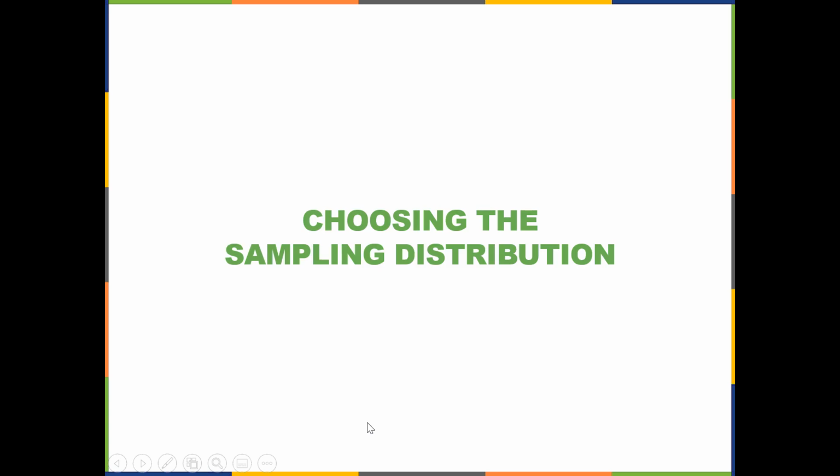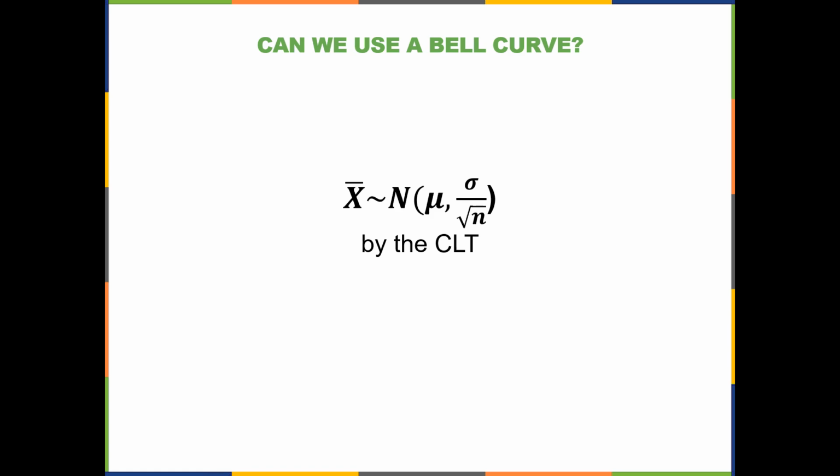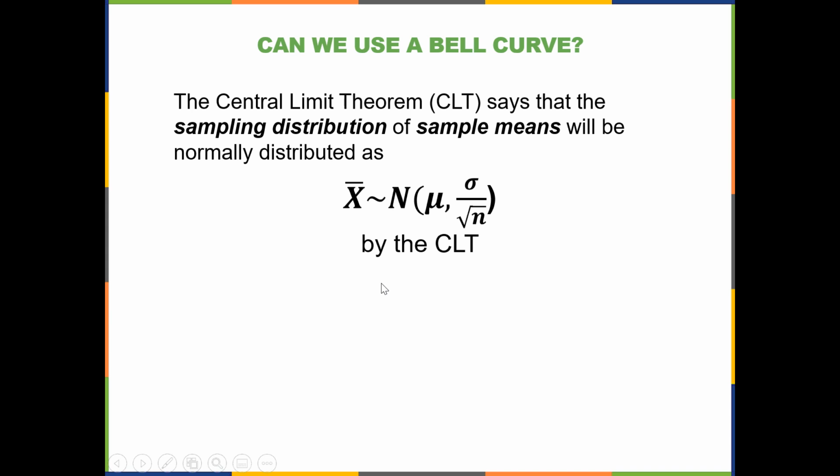Now, what about choosing the sampling distribution? First of all, we ask, can we even use a bell curve for this? We want to estimate a population mean using a sample mean, so we need the distribution of sample means. And we know by the central limit theorem that the sample means will be normally distributed with the same mean as the original x values and the standard deviation divided by the square root of n, or in other words, again, the standard error.